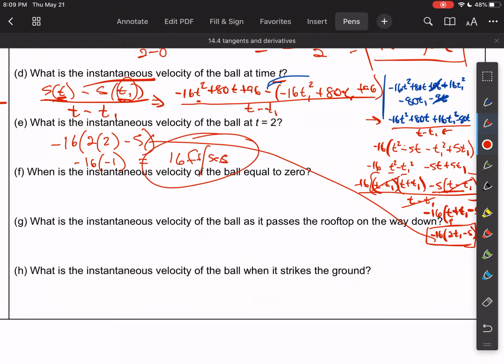So this is really cool to have this kind of math available to you, because now you can look at a distance versus time graph that has a curve on it, and you can tell exactly what the instantaneous speed is at any point in the graph. So at 2 seconds, the thing's traveling at 16 feet per second.